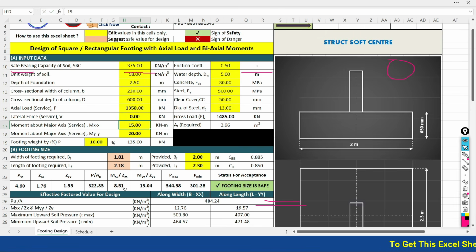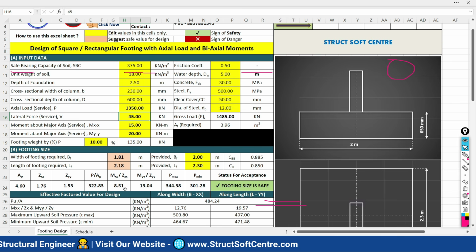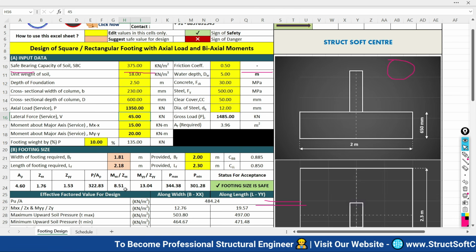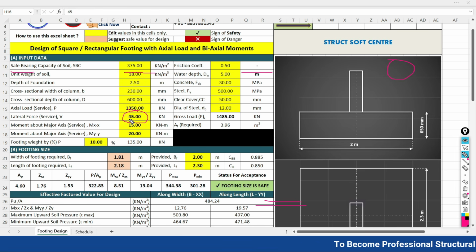Or even in most of the cases there will be no moment about major axis, you can put it as 0. In most of your cases there will be no moment about minor axis, you can put it as 0. Whatever is not given, you can ignore that, and put the value for that particular cell as 0. And if the value is given in your problem statement, then you have to define it here. This lateral force is basically required to do the stability checks only. Otherwise it is not needed to be defined here.